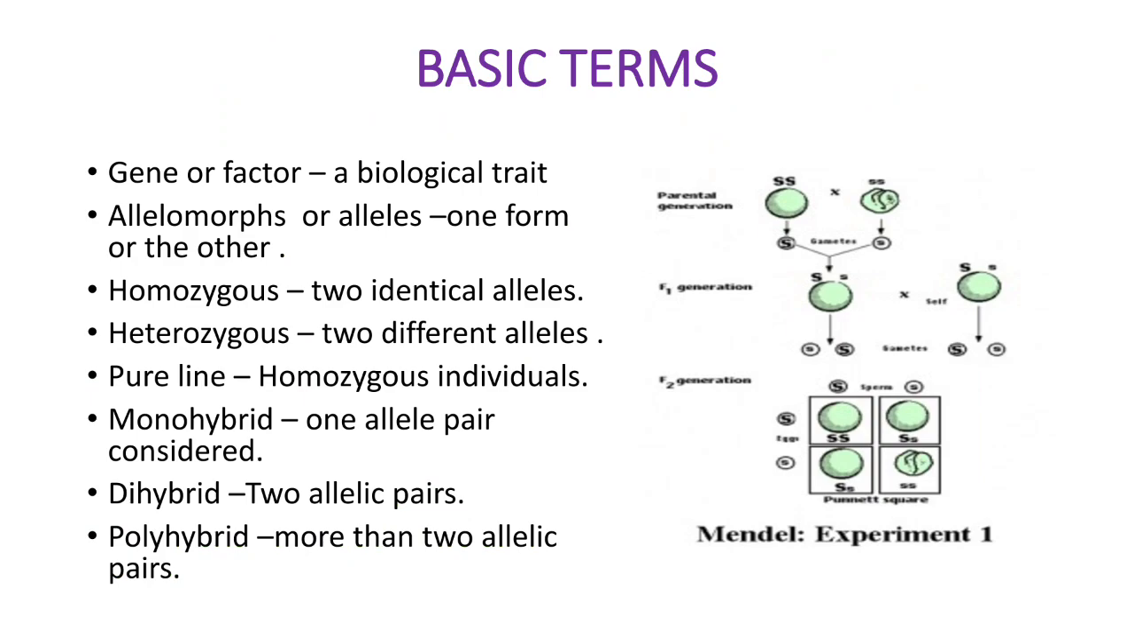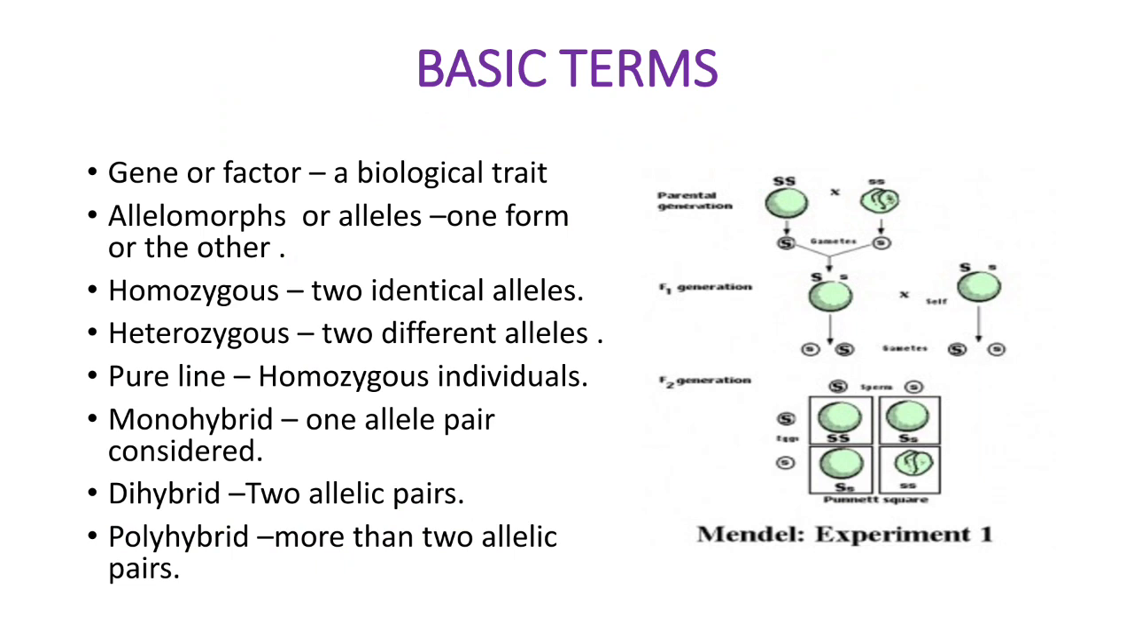This slide shows some basic terms which are used in genetics. As you can read, genes or the factor, a biological triad. Gene is the functional unit of inherited material. DNA is made up of genes. The next one is allelomorphs or alleles. Alleles is the abbreviated form of allelomorph, and this indicates alternative forms of the same gene. So genes with little variation are known as alleles.